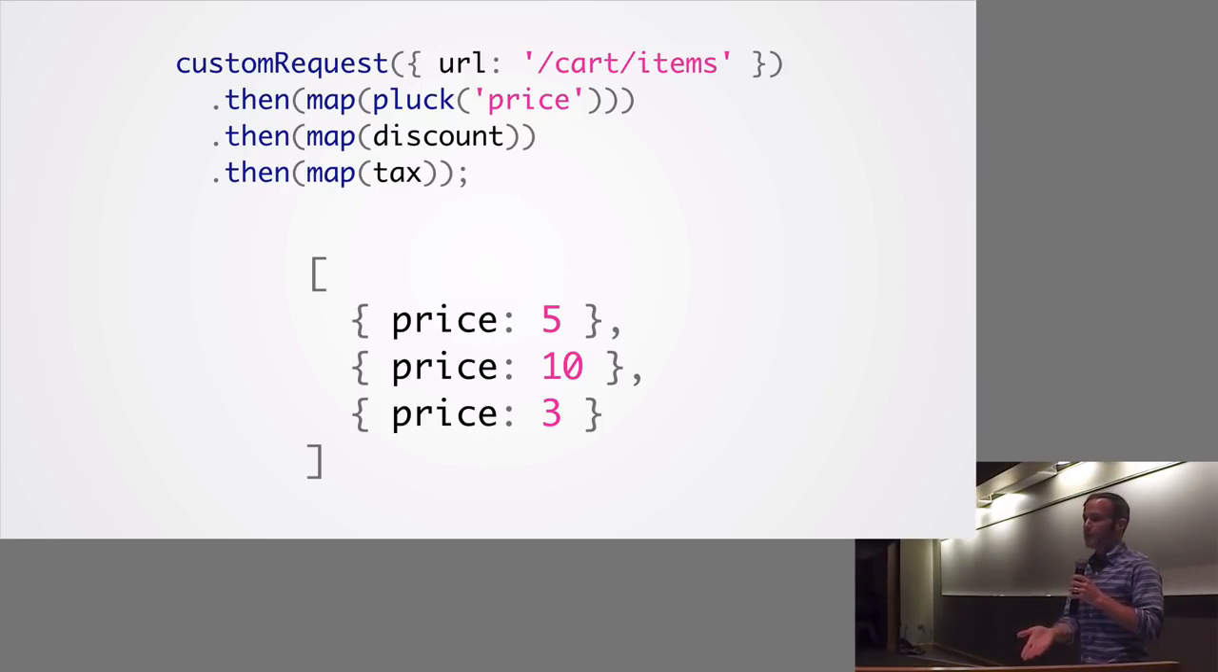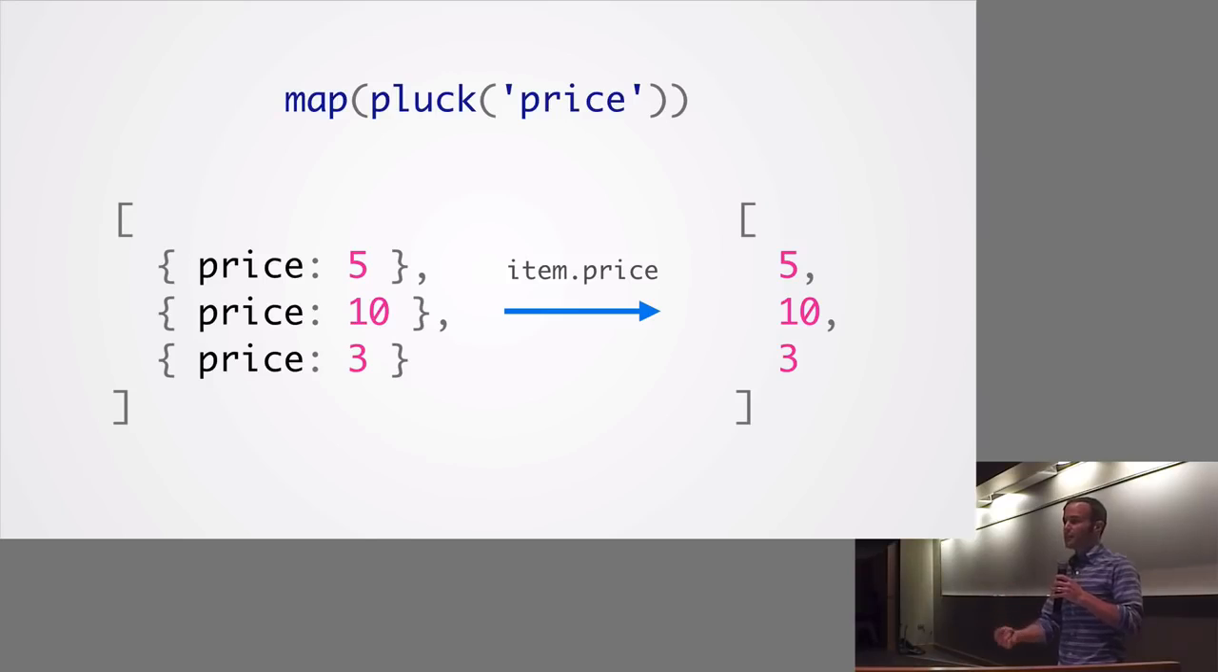We can read this and say, okay, when I get this response, I know I want to pluck out the price, I want to map in the discount, and I want to map in the tax rate. So taking those a step at a time, remember pluck price, a curried function: we give it a key, it gives us back a function that expects an object. So we still have a function. Map expects a function, so we give map that particular function that's going to pluck out the price.